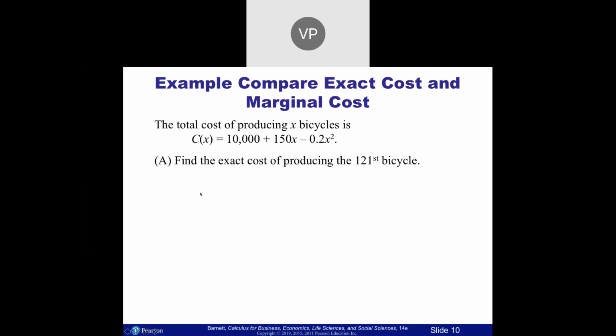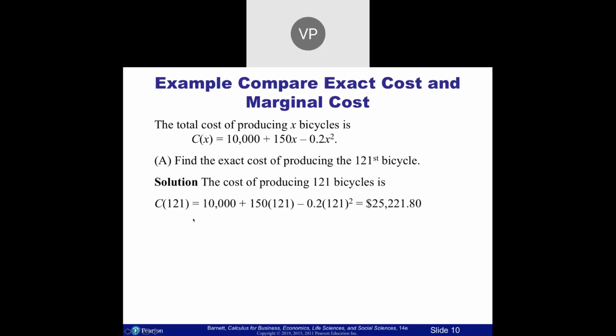So now they want to know the exact cost of producing the 121st bicycle. Remember, if we say marginal, you want the derivative, and that's the estimate. If they want exact, you plug in the 121st, you plug in the one before, and you see the difference. So that's what we're doing right here. Here's the total cost of producing 121 bicycles. Notice again, no derivative. This is plugged into the original function right here. $25,221.80. That's what it costs to produce a total of 121 bicycles.